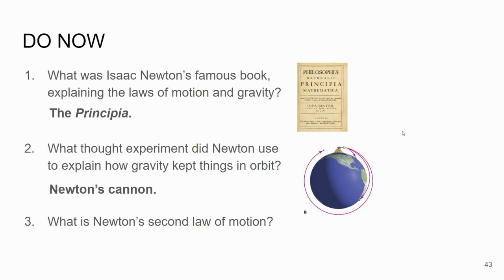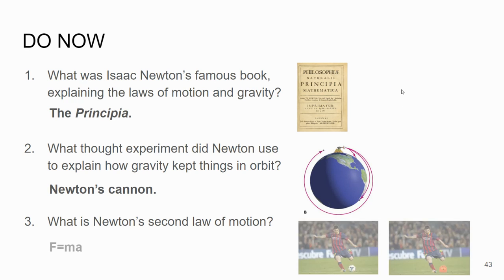Third question, what is Newton's second law of motion? F equals ma. This is one of my favorite things in the universe. F equals ma. Force is equal to mass times acceleration. So F equals ma also means that a is equal to F over m, because algebra. So that means if Leo Messi kicks a soccer ball and a bowling ball with the same amount of force, but the bowling ball, of course, has more mass, the bowling ball is not going to accelerate as much. And if you know Newton's second law and you know the masses and the forces, you can calculate the acceleration.